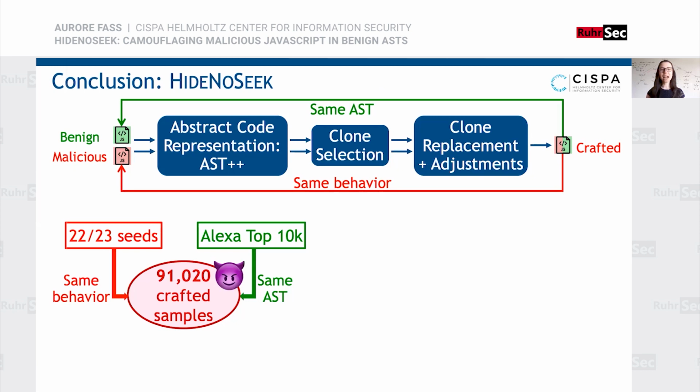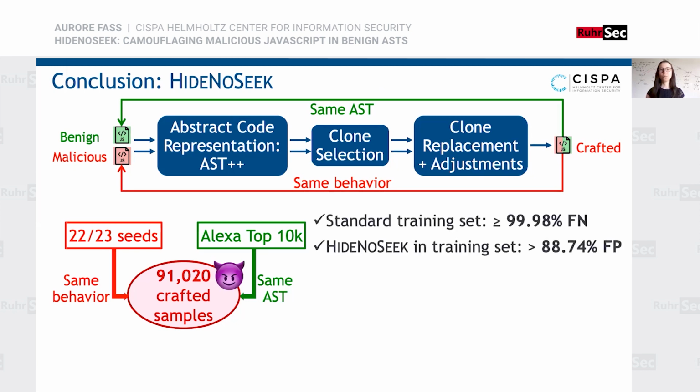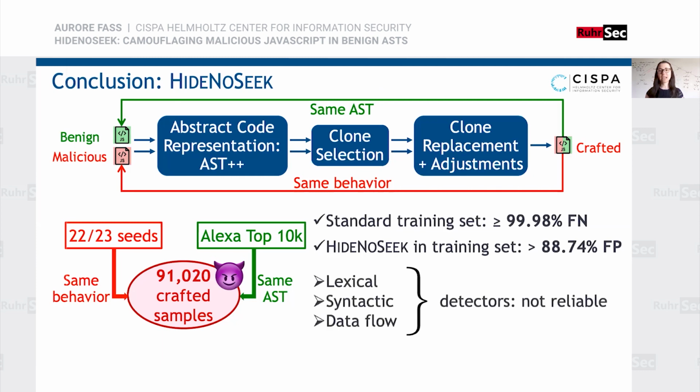Also, our attack is highly effective in practice. When the static detectors have no knowledge about HideNoSeek whatsoever, they have over 99.98% false negatives on such crafted samples. And when they have been trained on HideNoSeek samples, they have over 88.7% false positives on the benign input used for the camouflage. Meaning that the targeted lexical, syntactic, and even control and data flow-based detectors are inept to handle HideNoSeek samples, so they're not reliable in practice.